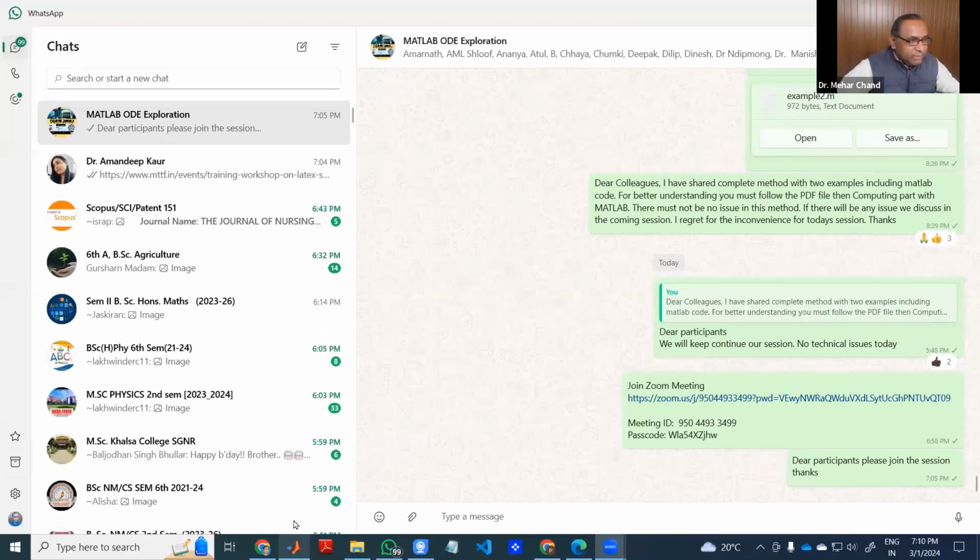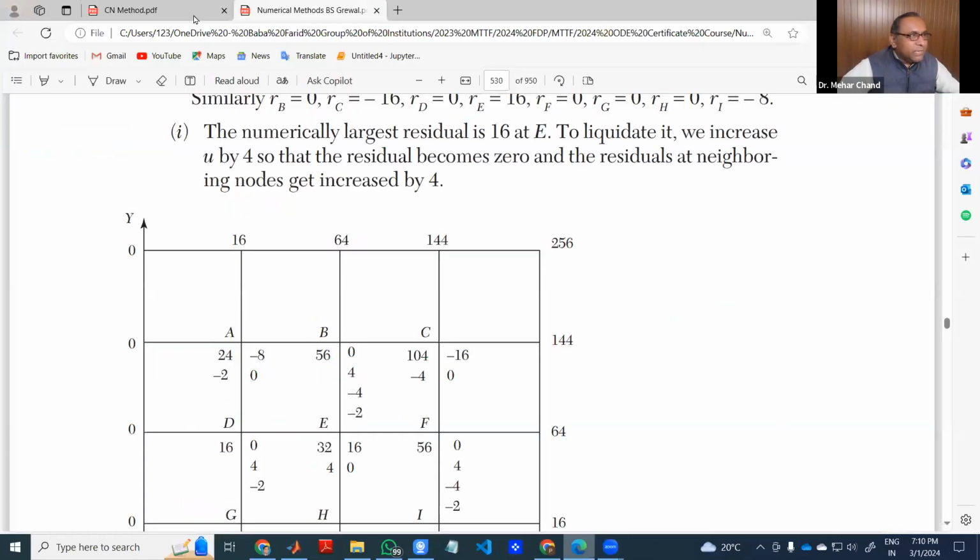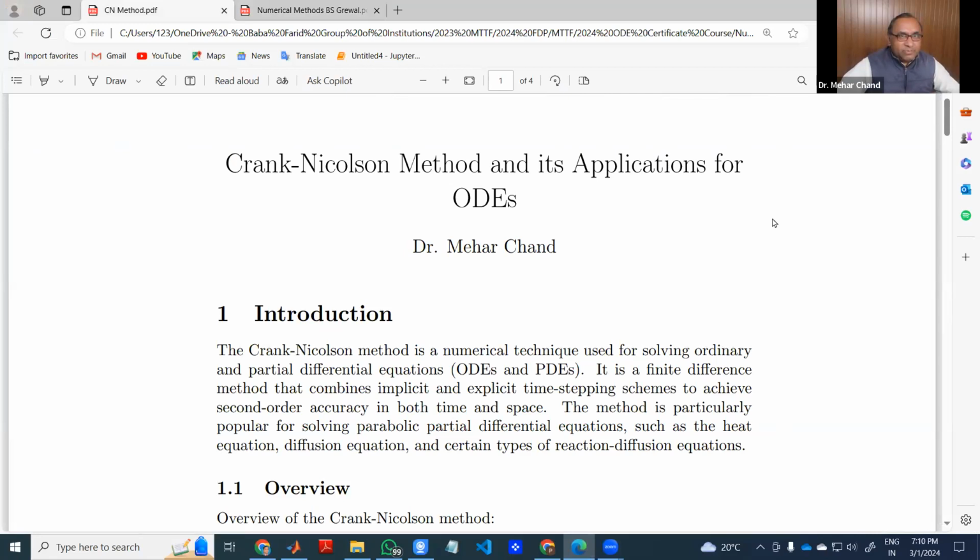Okay. So, first, I would like to share my screen, and my entire screen is visible. And this is my MATLAB window. This is the method which I prepared as a PDF file, and I shared the same file in the WhatsApp group so that you can easily go through.